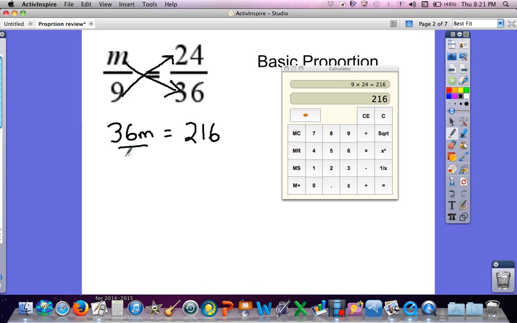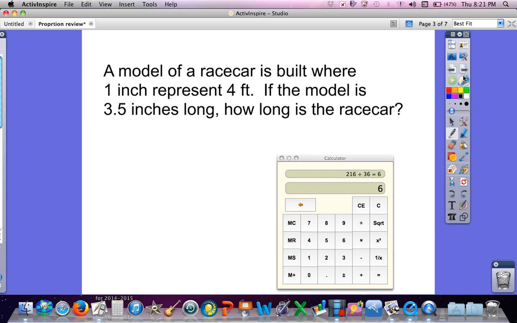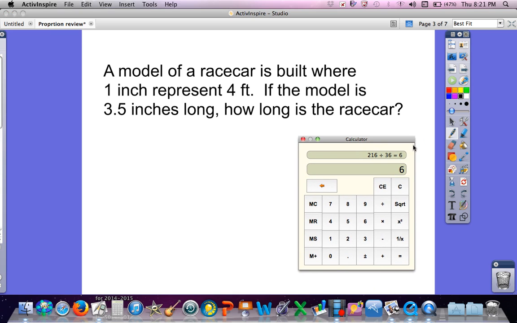In order to solve this, you divide both sides by 36, and 216 divided by 36 is 6. So m equals 6. That's your basic proportion. We can use this setup to solve a number of real-world problems. The first one we're going to do deals with scale drawings.